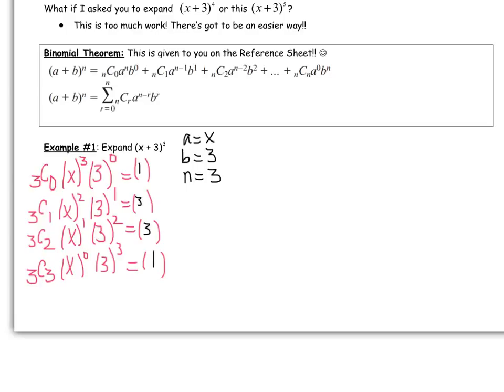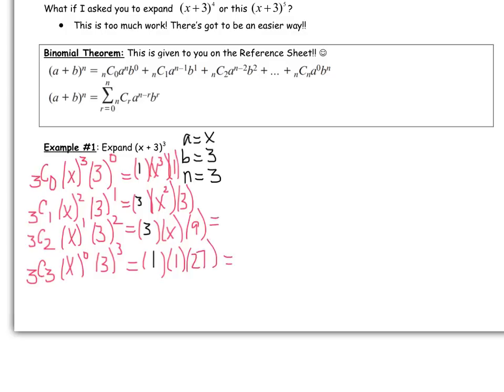All right, now I'm going to focus on this. x to the third power is just x to the third. x squared is just x squared. x to the first is just x. And what's x to the 0? You should be telling me anything to the 0 power is 1. Okay, now how about this one? 3 to the 0: anything to the 0 power is 1. 3 to the first should be 3. 3 squared should be 9. And 3 to the third is 27.